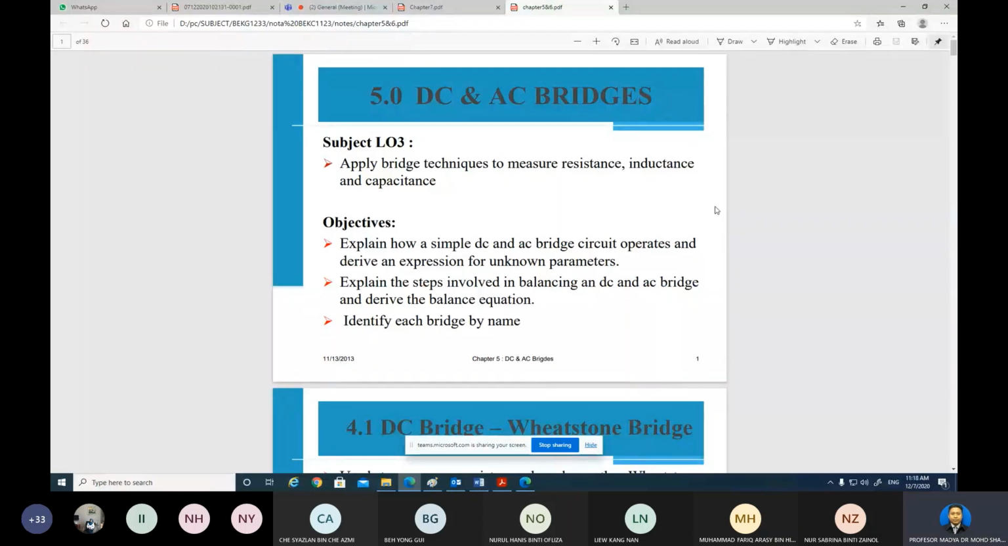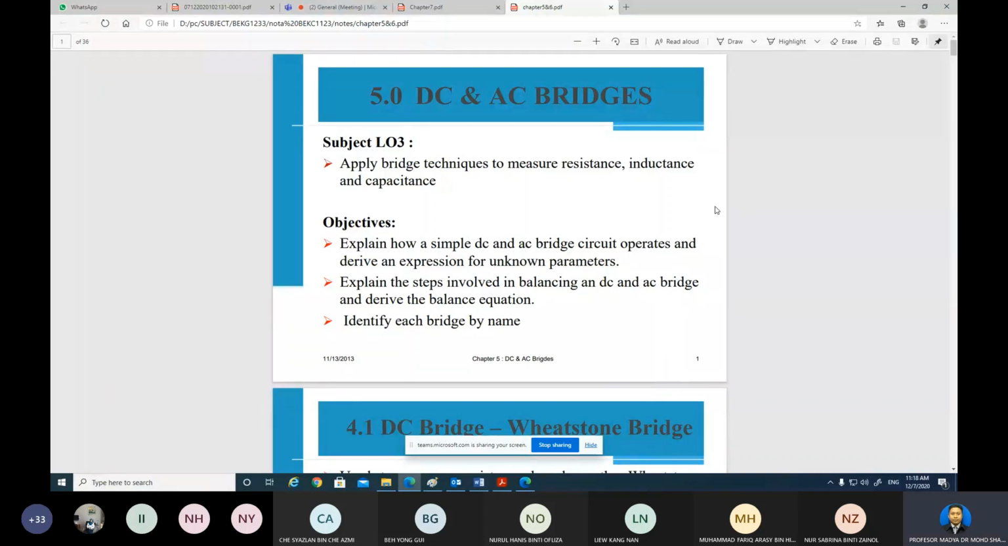Question number 2 will be on the DC. First is the multi-range ammeter, and the second one is the multi-range voltmeter. That is the tip for the midterm test this Thursday, from 8 to 10.